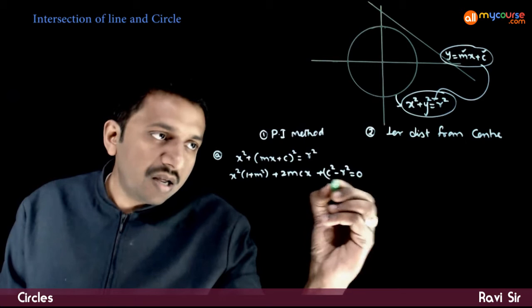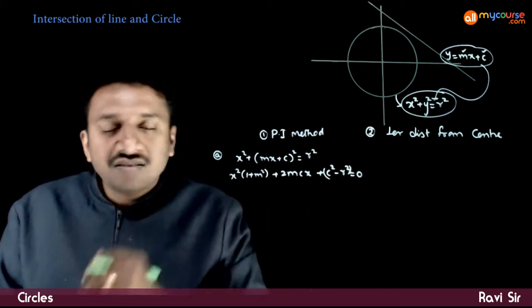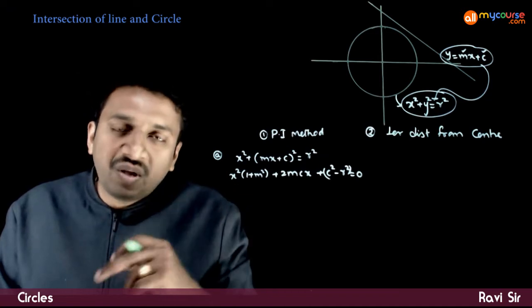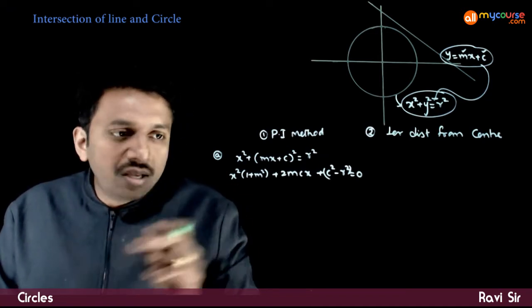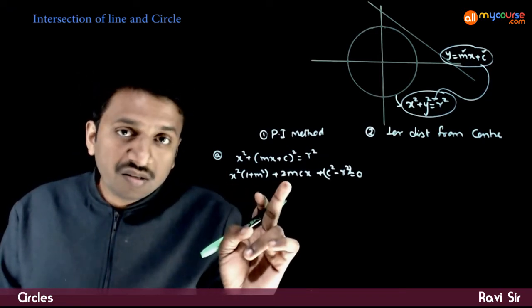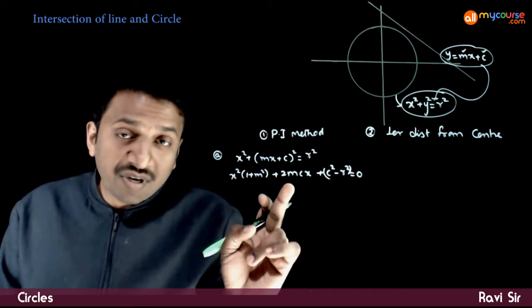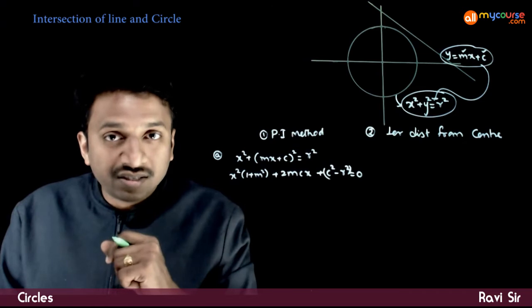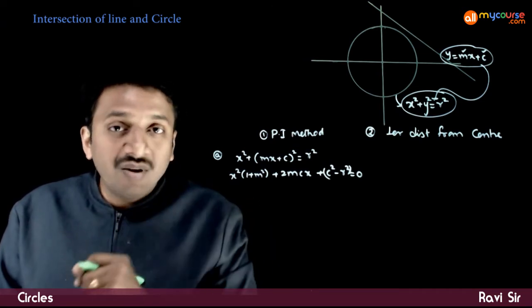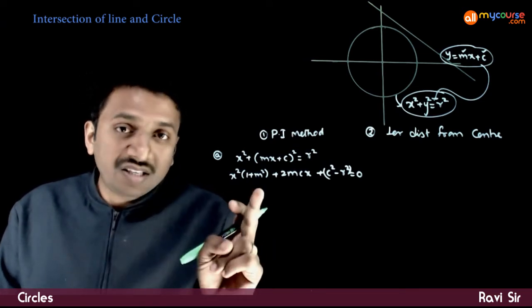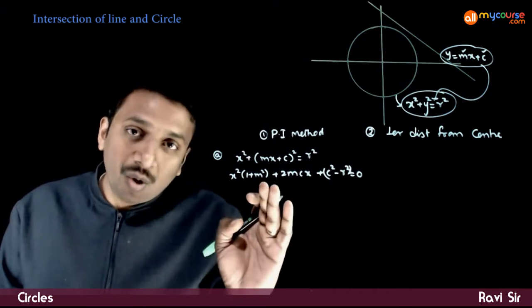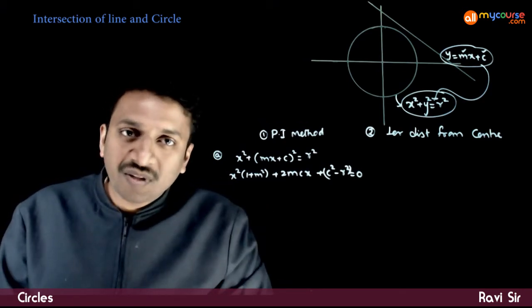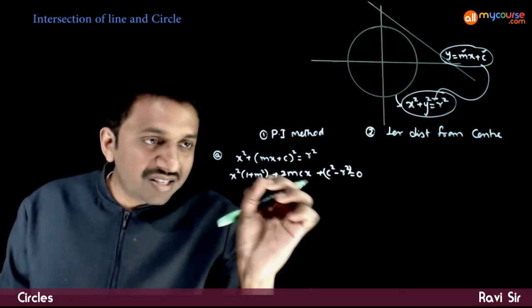So you got a quadratic in x. If the discriminant of this equation is greater than 0, you have two distinct roots for x. If the discriminant is exactly equal to 0, you have only one root for x. That means the line will become a tangent. If the discriminant is less than 0, there are no points of intersection. Hence, the line lies outside the circle. So everything depends on the discriminant of this.